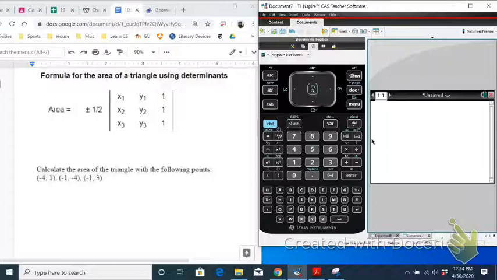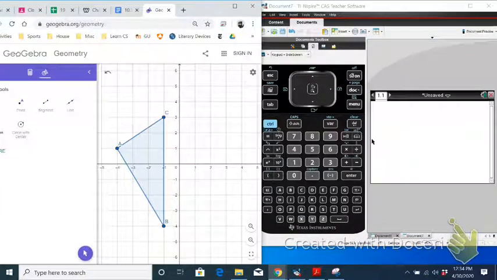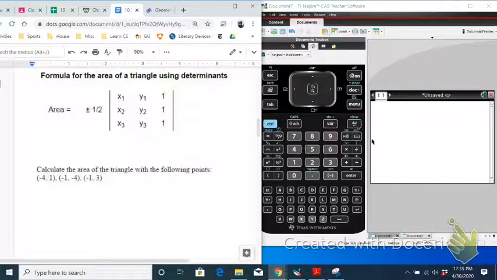Okay, another application of matrices is to use matrices and determinants to find the area of a triangle, given the 3 points on a triangle. So let's say we have these 3 coordinates, and those are vertices of a triangle. Alright, so it looks something like this. One way you could find the area is to apply this formula here.